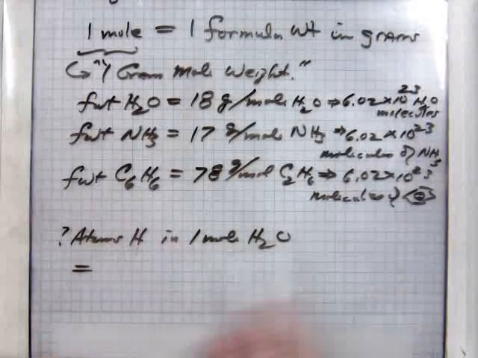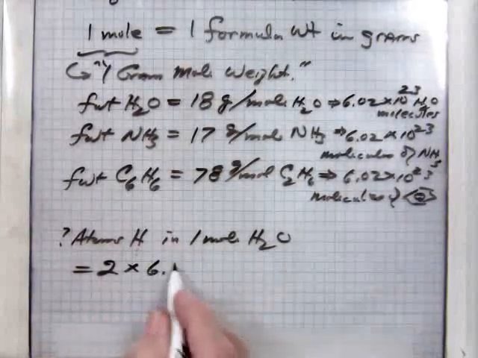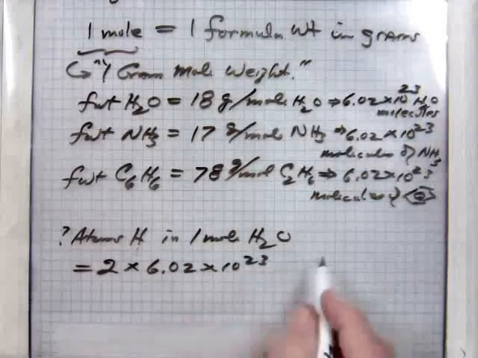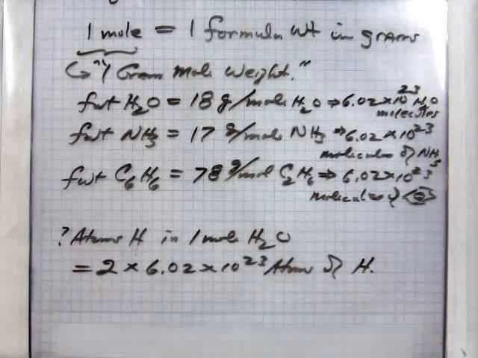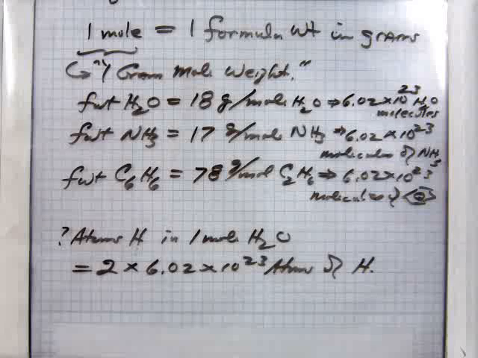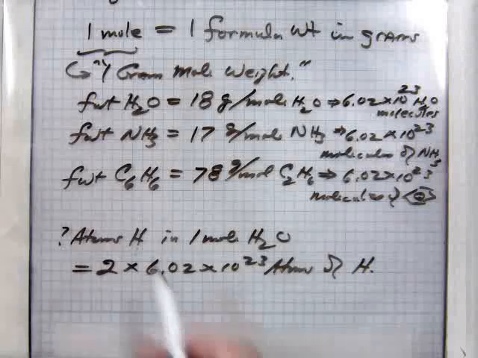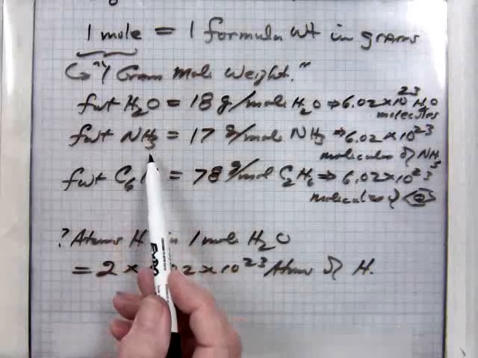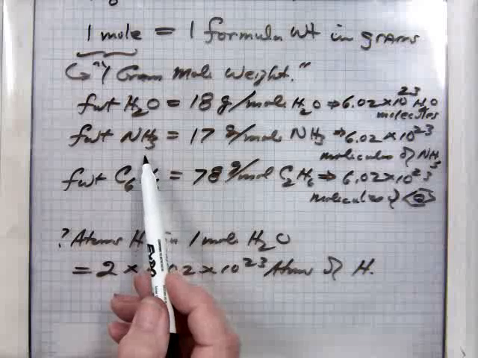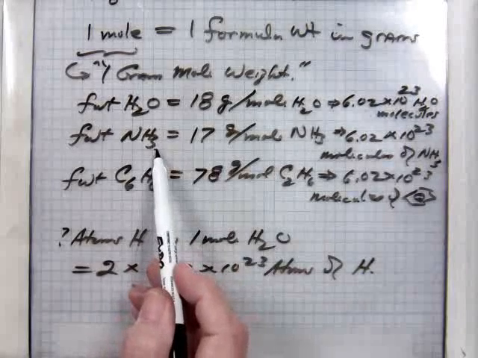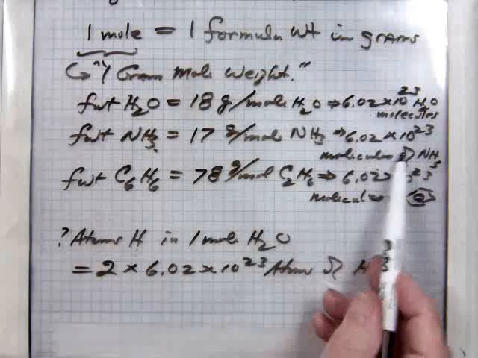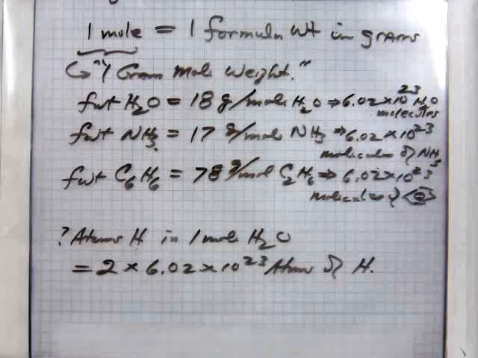So 2 times 6.02 times 10 to the 23rd atoms of hydrogen. There's some logic that evolves out of this definition that you should make specific notations on. How about how many hydrogen atoms are in 1 mole of ammonia, or 17 grams of ammonia? Well, the subscript says 3 moles of hydrogen. That's 3 times Avogadro's number. Yes, you will have problems on the exam that will do this.